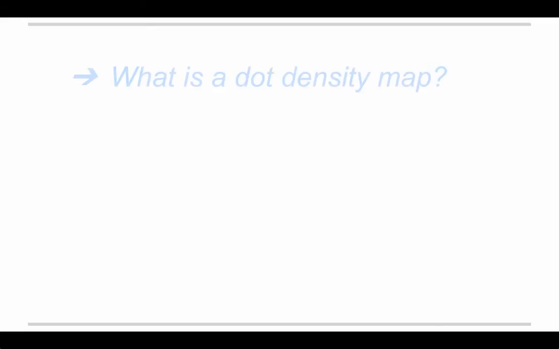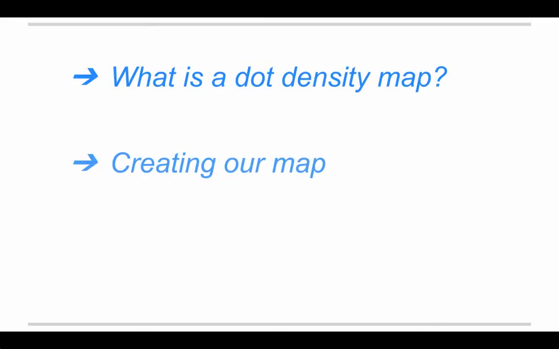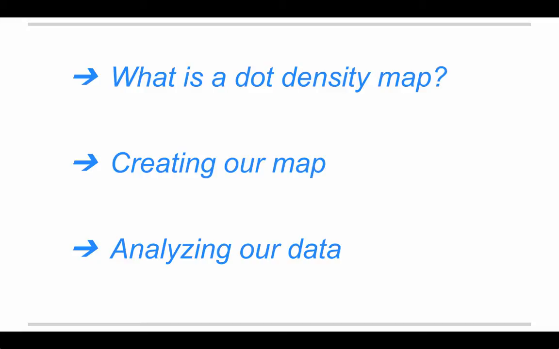in this video are first, what a dot density map is. Second, we're going to be creating our own dot density map. And finally, we're going to be analyzing our data by looking at some satellite imagery.